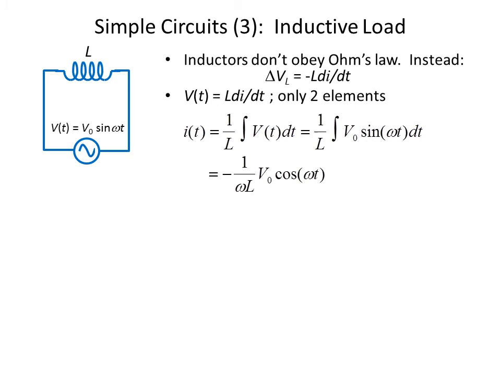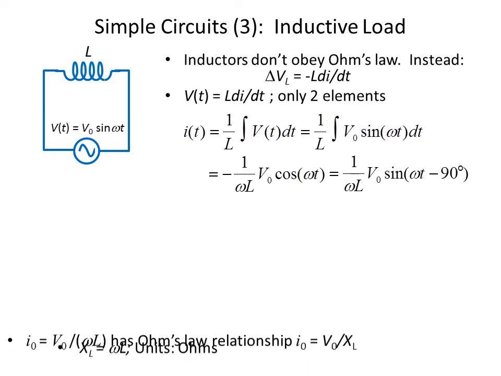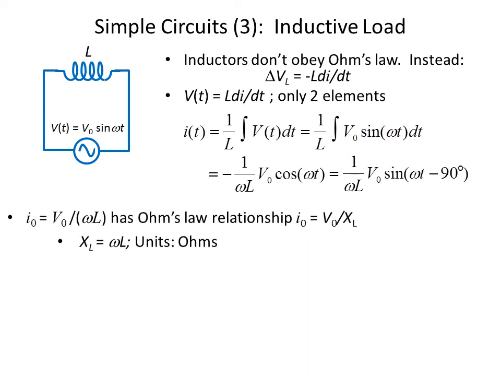Once we do an integral of the sine omega t, we end up with minus 1 over omega L times V0 times cosine omega t. We rewrite this in terms of a sine to put it in our standard form, and we have V0 divided by omega L times sine of omega t minus 90 degrees. So if we pull out the current amplitude, it is equal to V0 divided by omega L. And again, it has an Ohm's law relationship where I0 is equal to V0 divided by some X sub L.